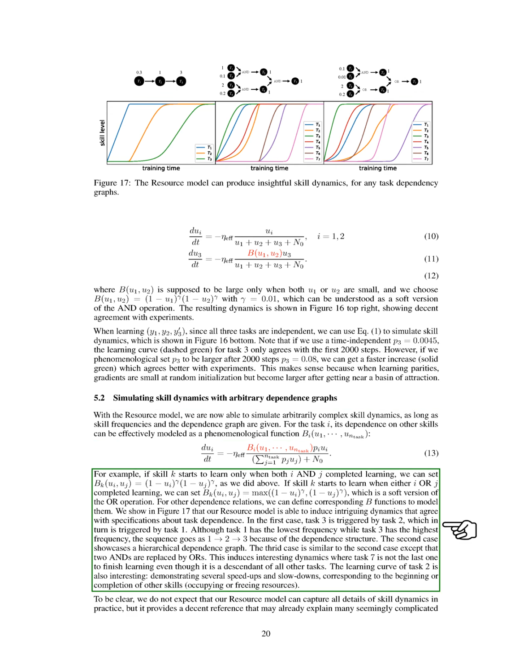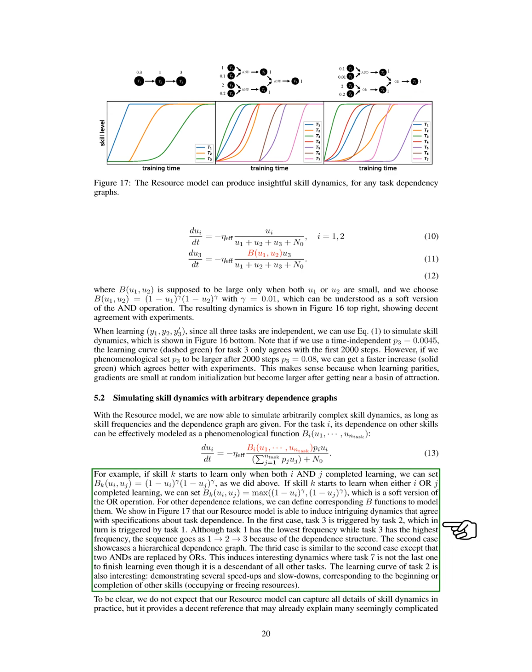Our resource model demonstrates interesting dynamics that align with the specified task dependencies. For example, in one scenario, Task 3 is initiated by Task 2, which is in turn initiated by Task 1. Even though Task 1 has the lowest frequency and Task 3 the highest, the learning sequence follows 1, then 2, then 3 due to the dependent structure.